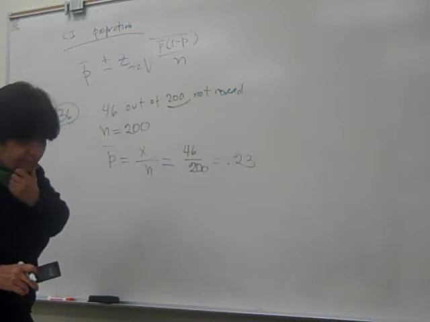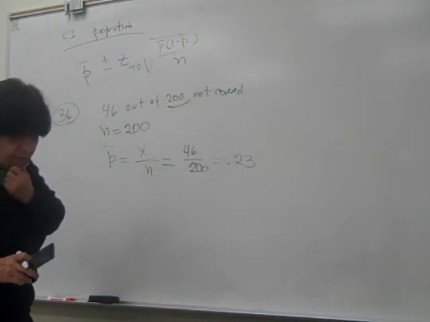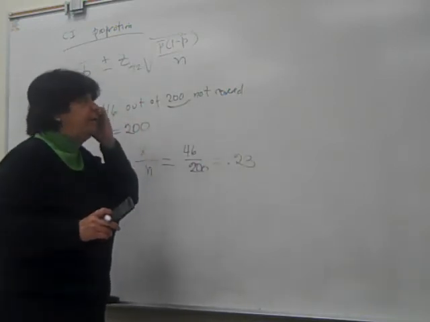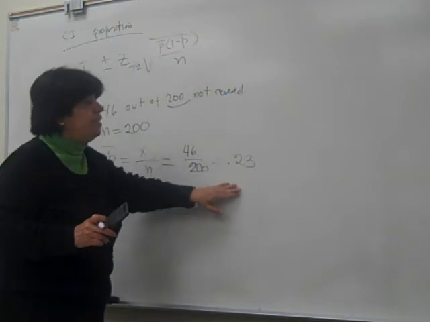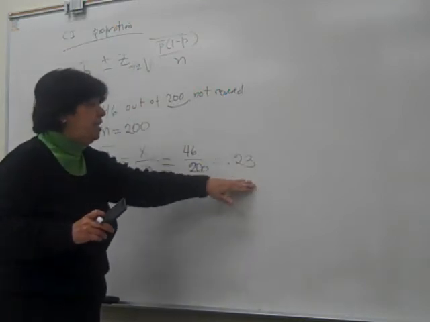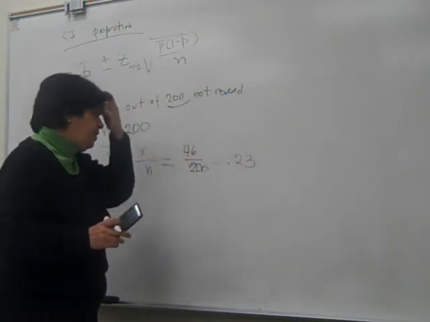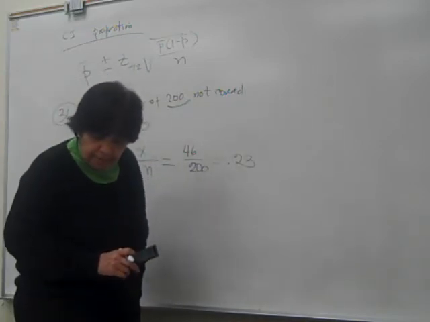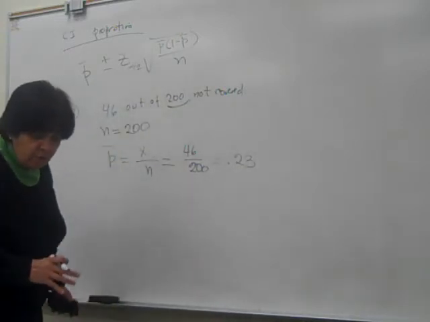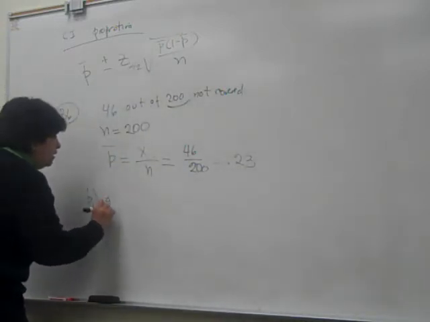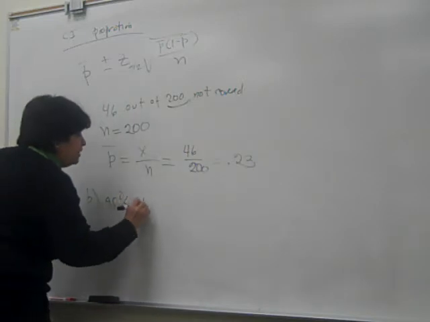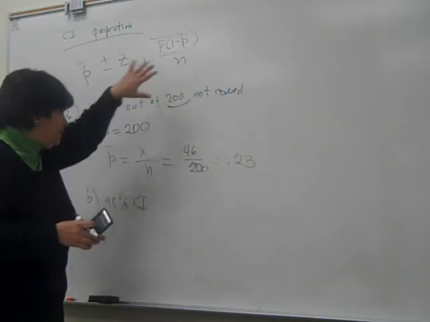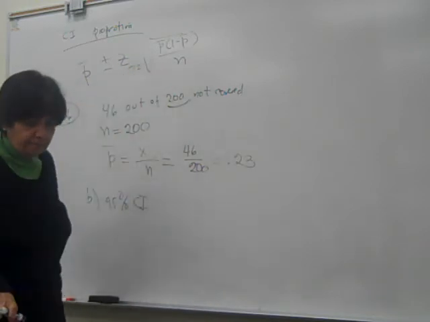What is the point estimate of the population proportion? Remember that the point estimate is the statistic itself. So the estimate for the population proportion is 0.23. B, develop a 95% confidence interval for the real population proportion based on this sample data.